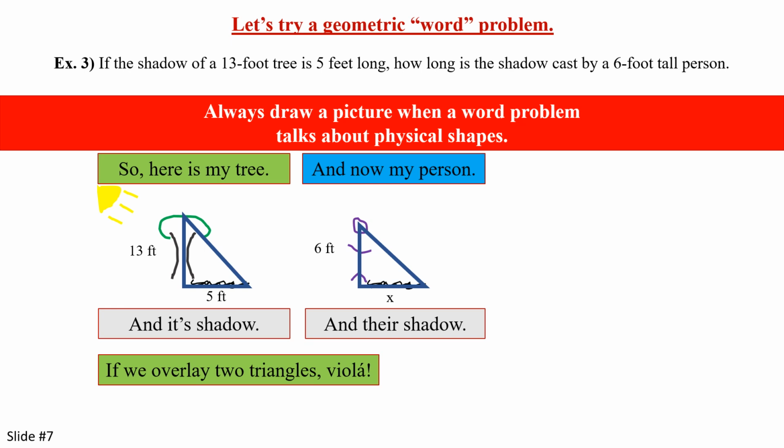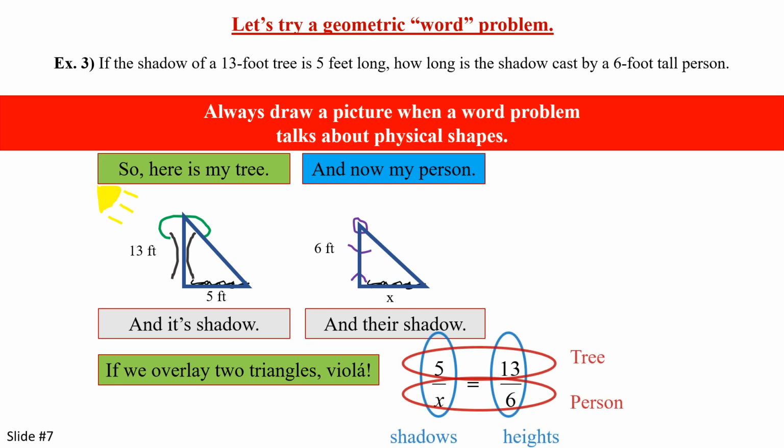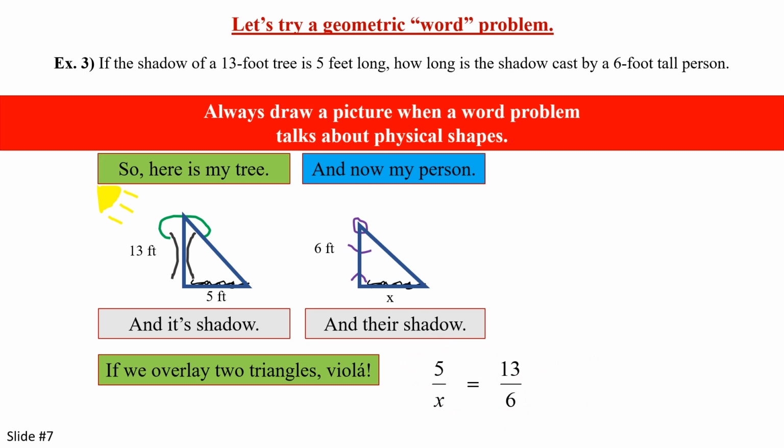And now if I set it up, 5 over x equals 13 over 6. Notice that the shadows are my first fraction. The heights are my second fraction. The numerators relate to the tree, and the denominator relates to the person. So everything is related horizontally and vertically. And so our setup would be 5 over x equals 13 over 6.